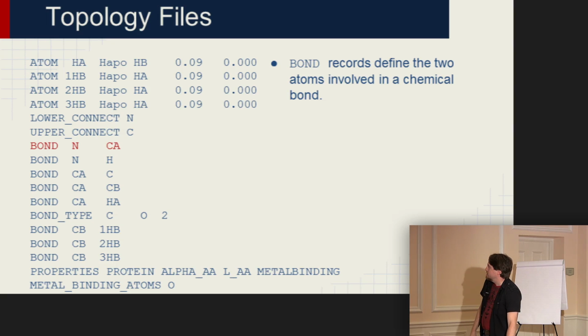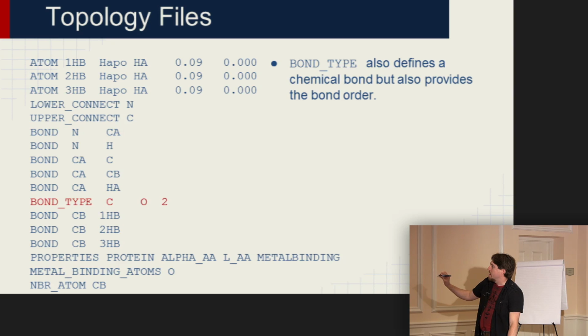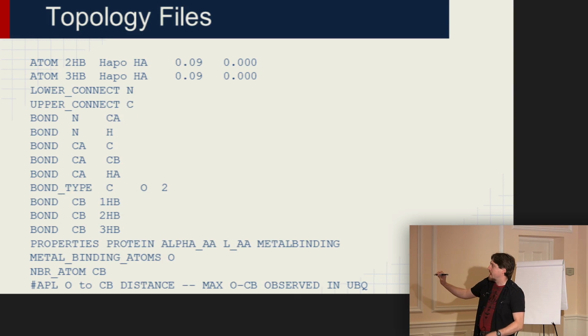Okay, then you define your bonds. It's pretty simple. There's a bond between nitrogen and C alpha. This bond type here is kind of an expanded bond. It not only tells you the connection, there's a bond between C and O, but it tells you the bond order. The bond order here is 2. This is also recently added. It'll start to allow us to do some more fancy chemistry.